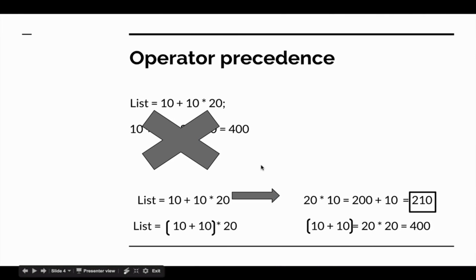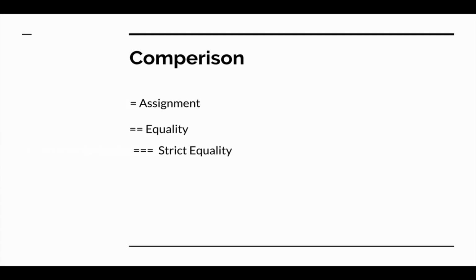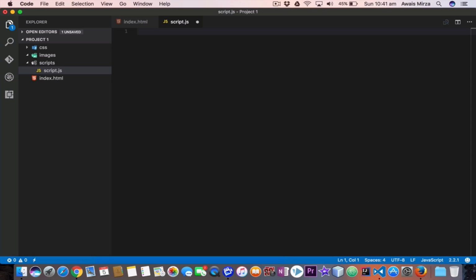Now let's go back to the presentation. The next thing we're going to talk about is comparison operators. Now we have the assignment operator, the equality operator, and the strict equality operator. Let's look at the example.